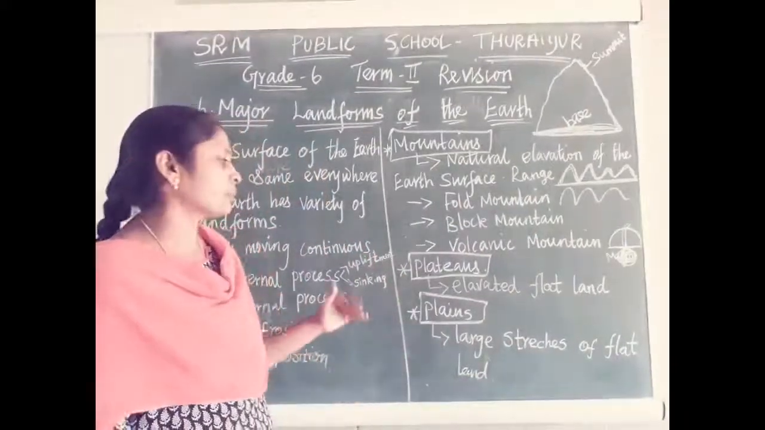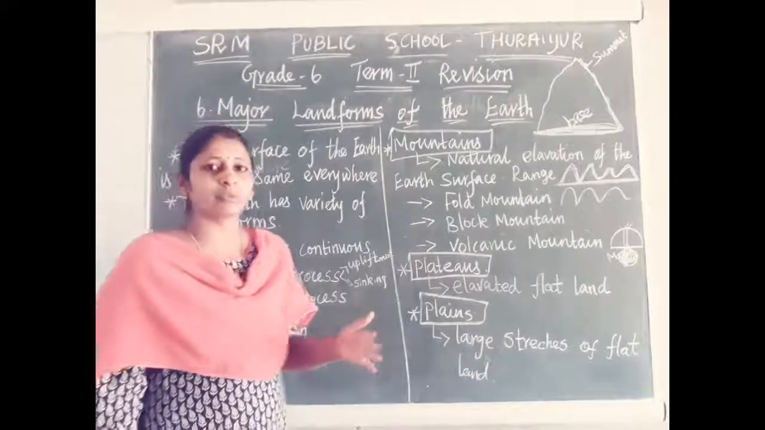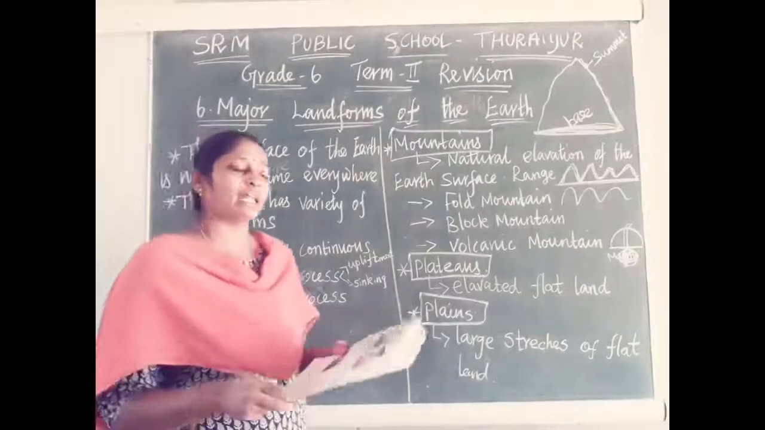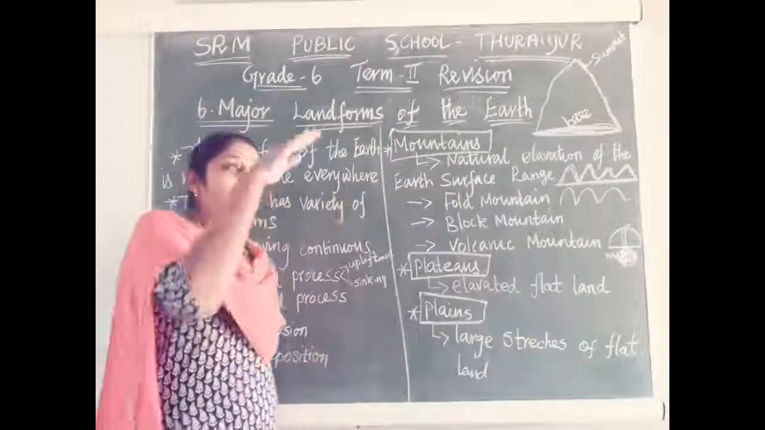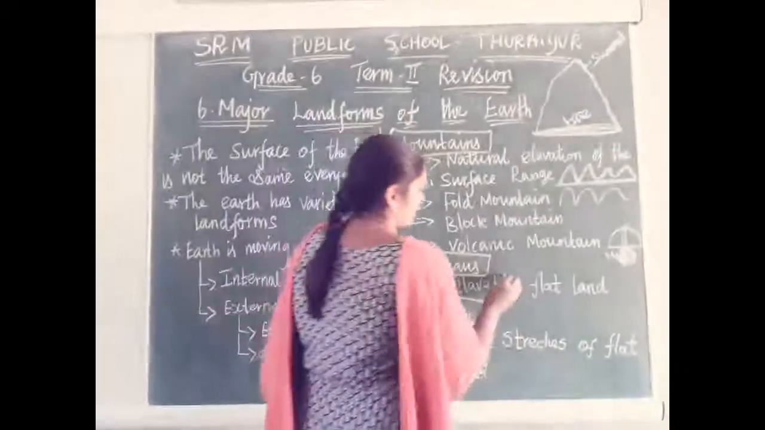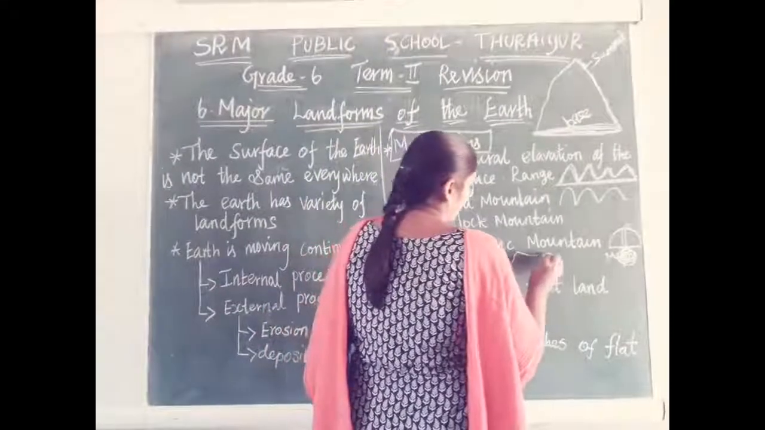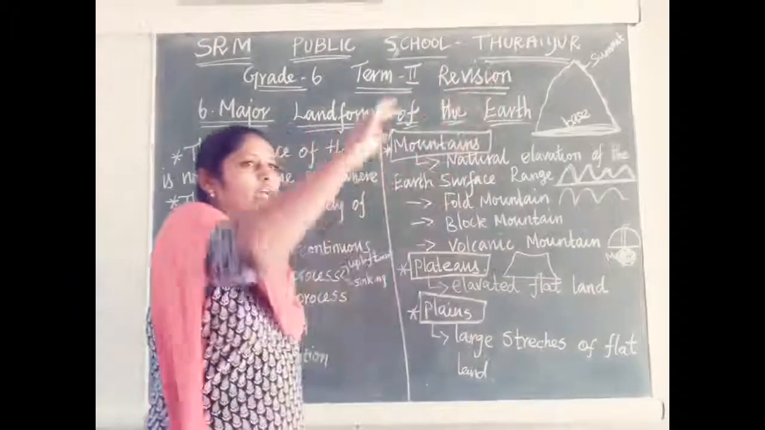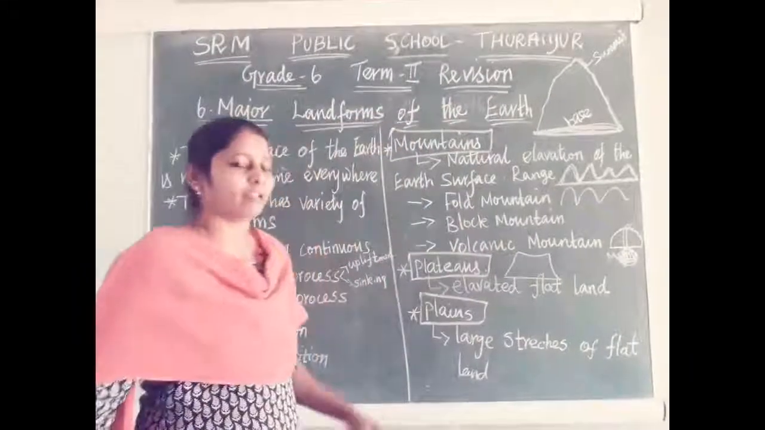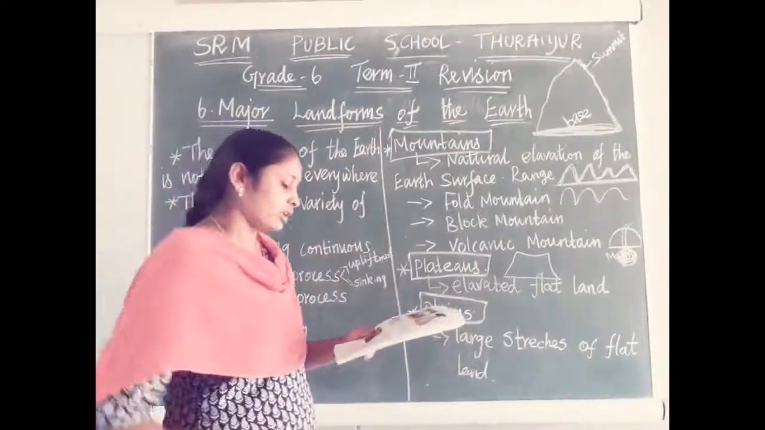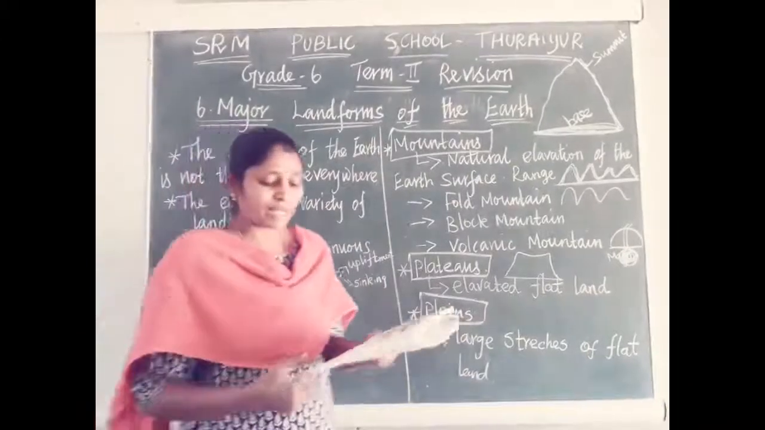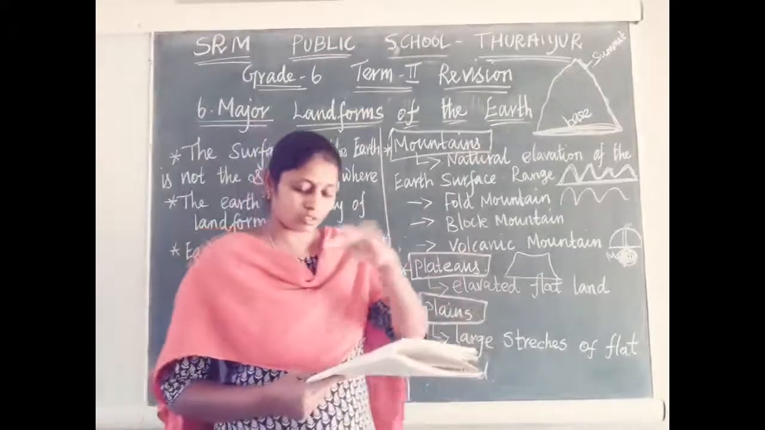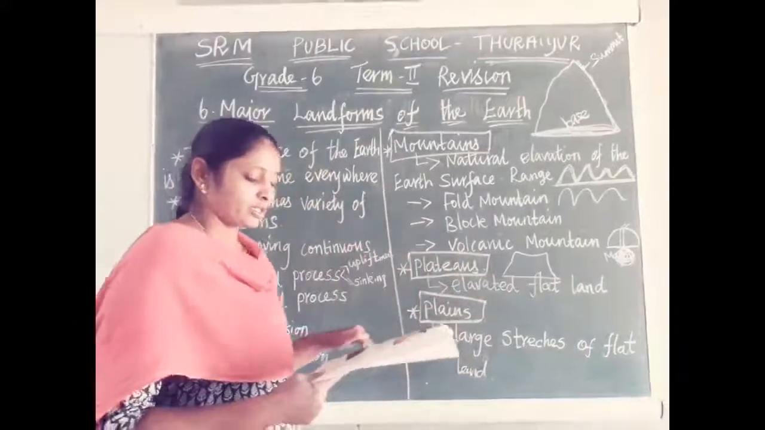Next we are moving to plateaus. So what does plateau mean? It's an elevated flat land. Not the same level, somewhat elevated, somewhat height. At that height we have flat land. That is called a plateau. The top is called a tabletop.